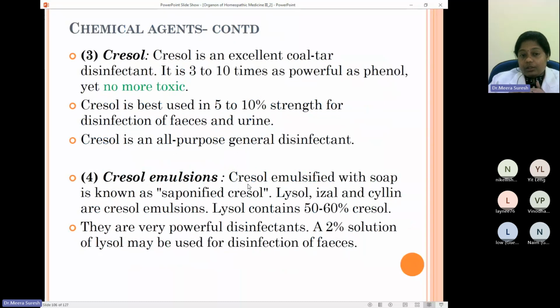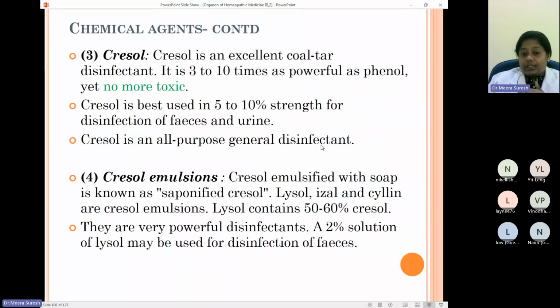The third one is cresol. It's an excellent coal tar disinfectant. It is 3 to 10 times as powerful as phenol, yet not more toxic. It is less toxic. Cresol is best used in 5 to 10% strength for disinfection of feces and urine, and it is an all-purpose general disinfectant.